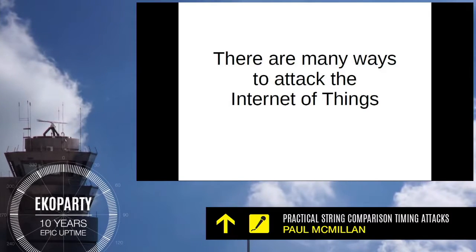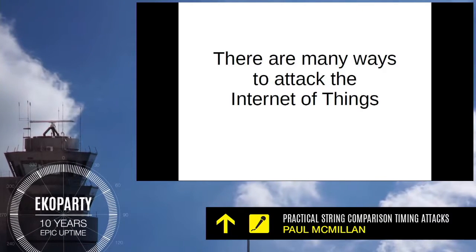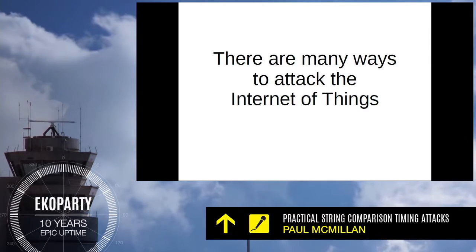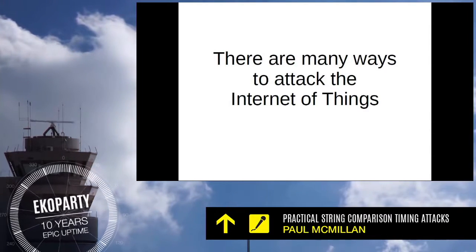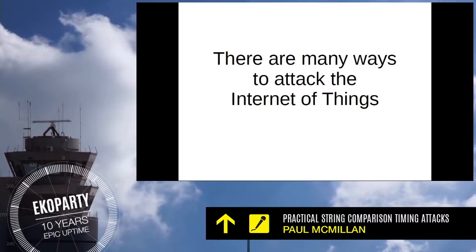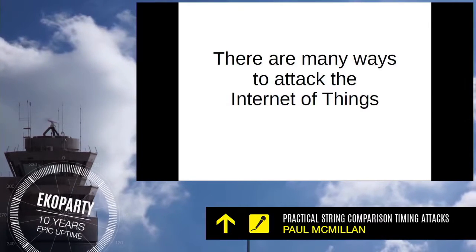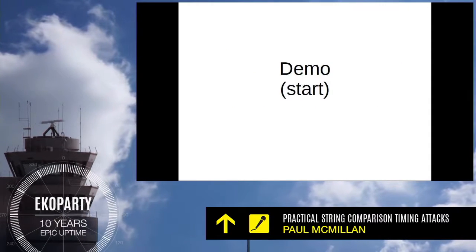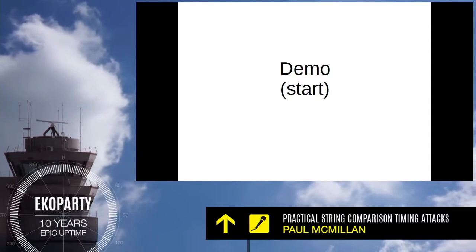So we're going to talk a little bit about the Internet of Things. There are lots of ways to attack them. You own the hardware. You can take it apart. You can read the memory. You can do fuzzing. You can exploit logic errors. All sorts of fun things. Often they're running badly secured embedded systems. We're not going to talk about how to use those kinds of attacks today.